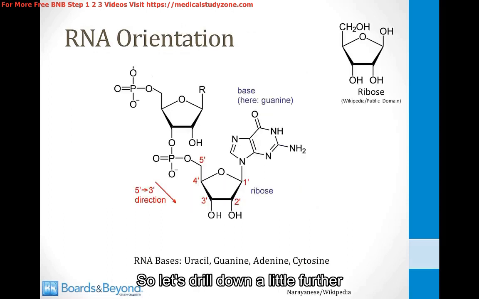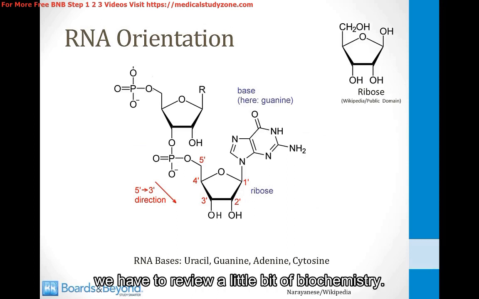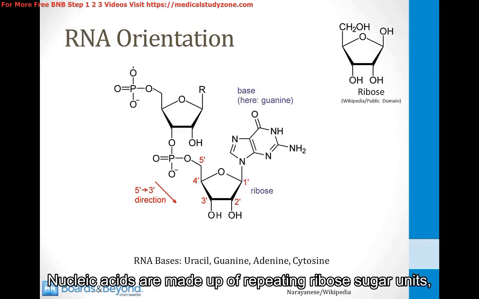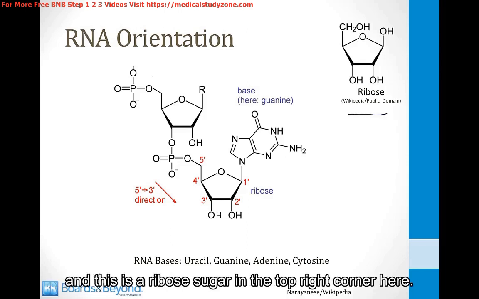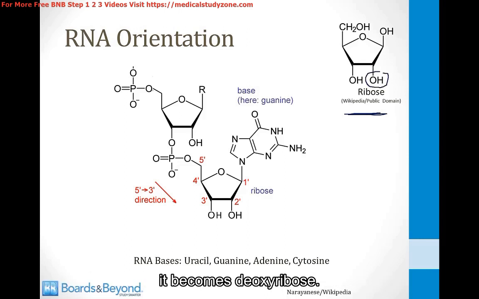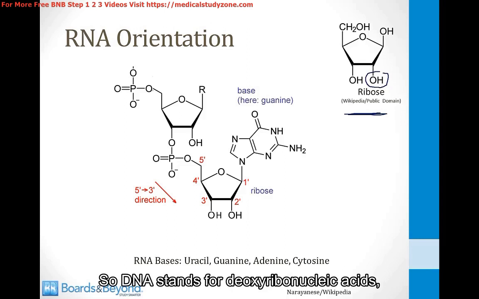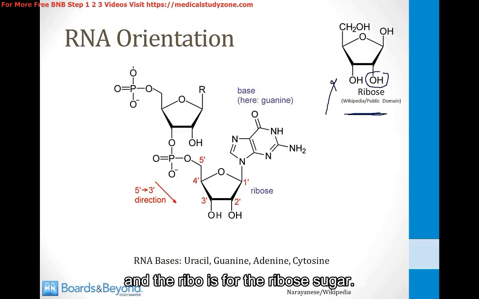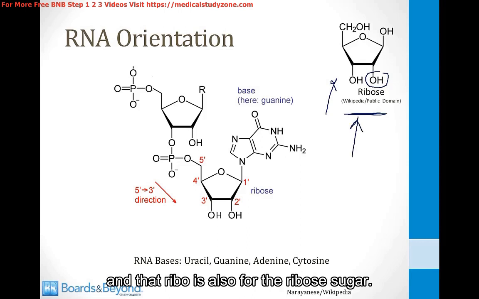So let's drill down a little further on this concept of RNA polarity, and in order to do that we have to review a little bit of biochemistry. So nucleic acids are made up of repeating ribose sugar units, and this is a ribose sugar in the top right corner here. And when the ribose sugar has this little OH right here removed, it becomes deoxyribose. So DNA stands for deoxyribonucleic acids, and the ribo is for the ribose sugar, and RNA stands for ribonucleic acids, and that ribo is also for the ribose sugar.